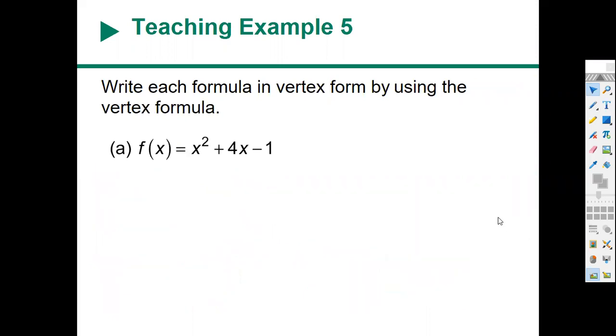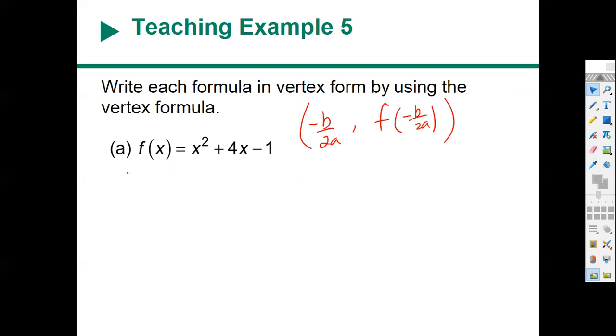Okay. So we're going to do the same problem, but we're doing it a different way. So we did it with completing the square. Now we're going to do it with the vertex formula. So vertex formula works like this. You have to find your vertex, and your x value of the vertex is negative b divided by 2a. Then what you get from that, you plug into the function to find your y value. And then that gives you your vertex.